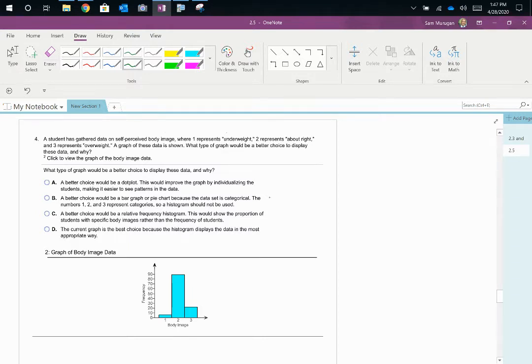I think answer B, you don't have to look too far to find the answer here, because the data set is categorical. The numbers 1, 2, and 3 represent categories, so a histogram should not be used.